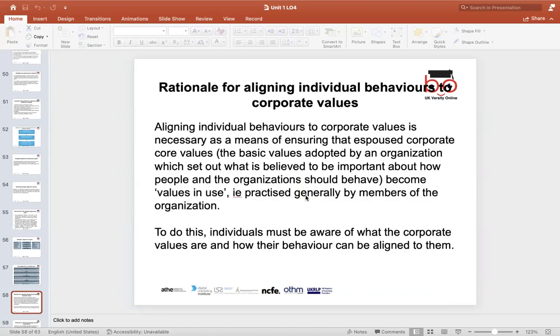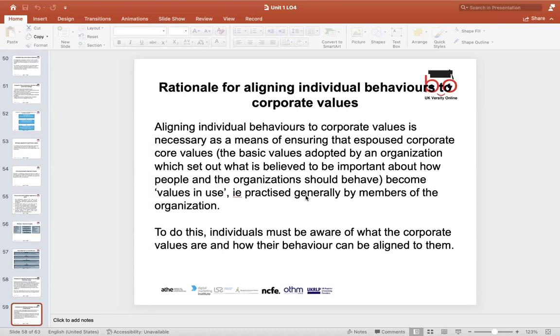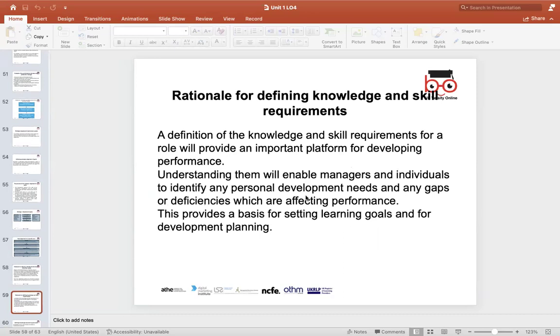Now, for aligning individual behaviors to corporate values, what happens here is that your behavior is getting aligned with the values, and you might have to behave in a certain way because of the certain beliefs or values of a specific organization. So this is what individuals would be aware of, and that's how they might have to align their behavior. And then how they define the knowledge and skills that are required for a specific job role as well, and how they see the skill sets or how well they're performing already.